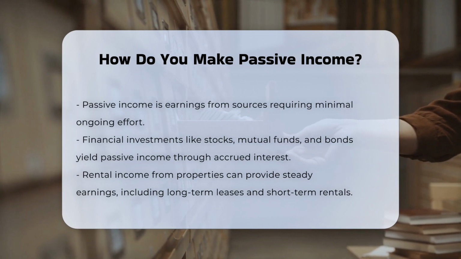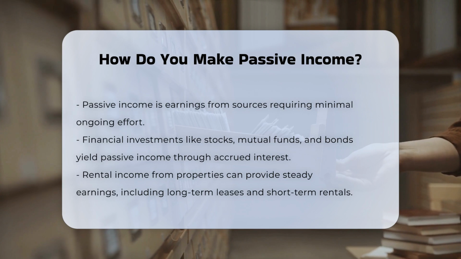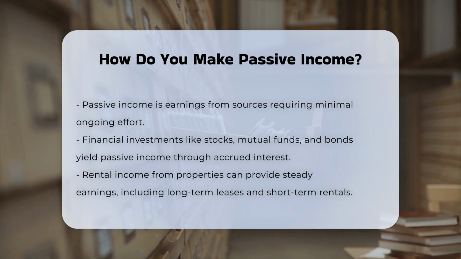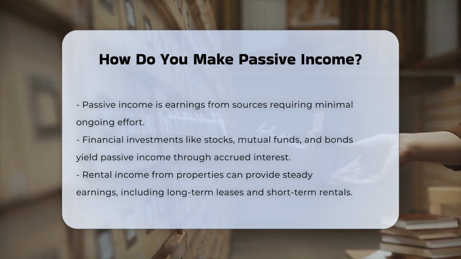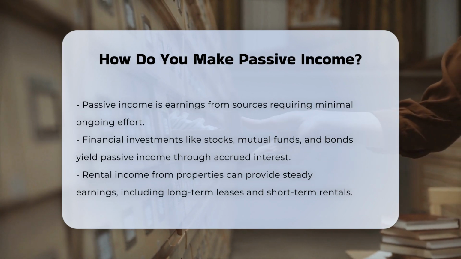Rental income. Owning a rental property can provide steady passive income through rental payments. This can include long-term leases or short-term rentals via platforms like Airbnb. However, it does come with the responsibility of property upkeep.